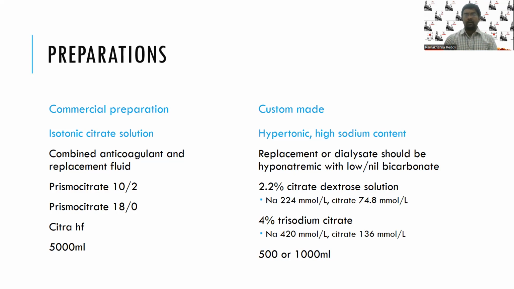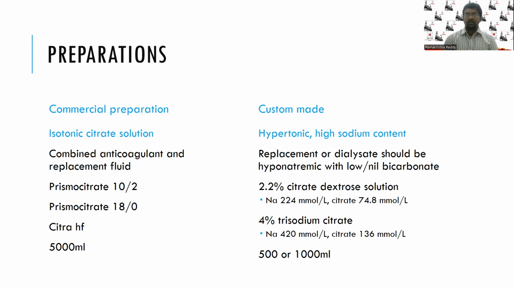So there is a risk of hypernatremia when you are using this hypertonic, high sodium content citrate solution. In order to avoid this, when you are using hypertonic citrate solution, the replacement fluid or the dialysate should be hyponatremic with low or nil bicarbonate solution. Examples of hypertonic citrate solutions include acid citrate dextrose solutions or trisodium citrate 4% concentration.